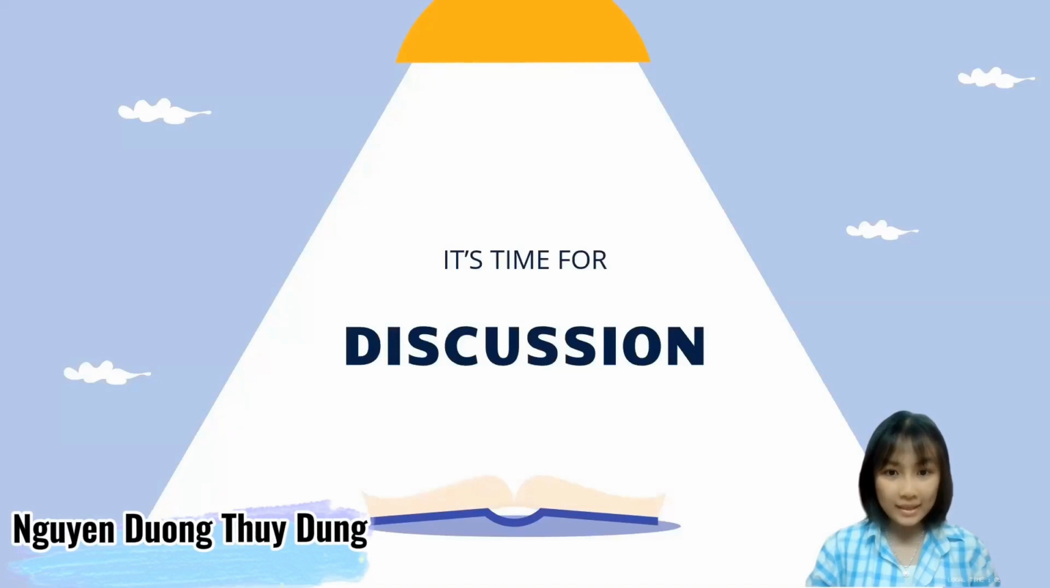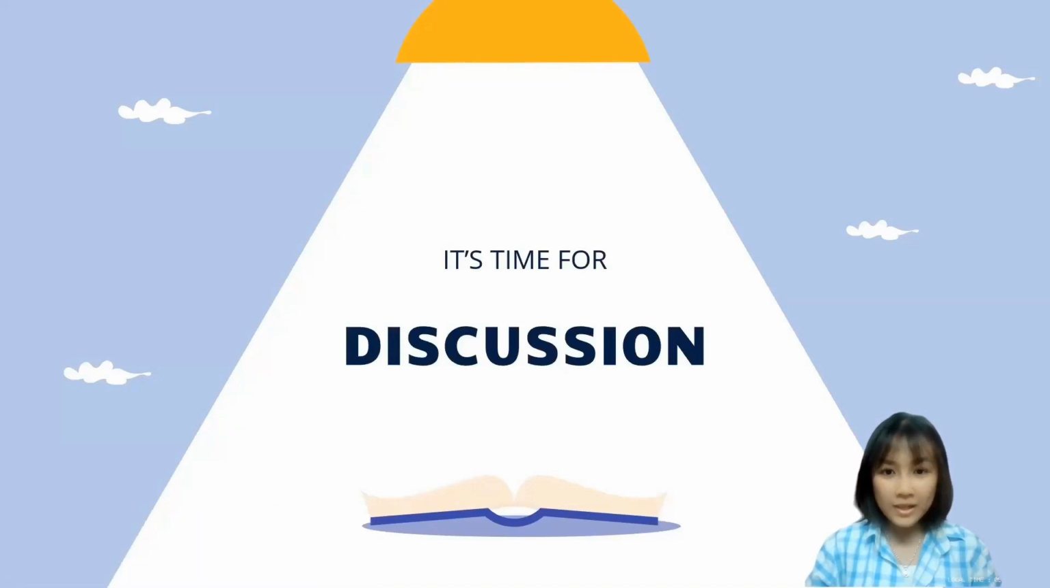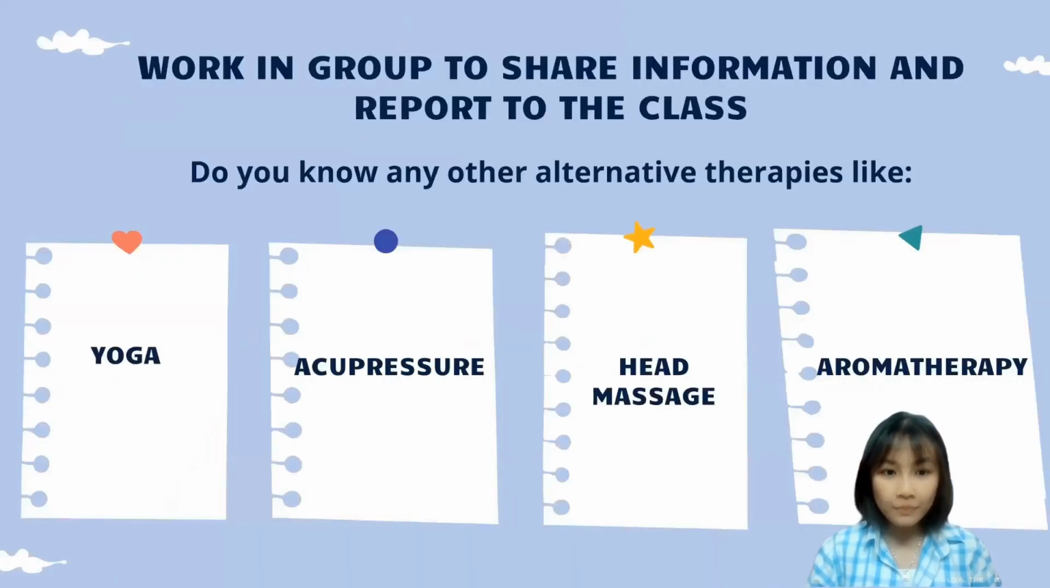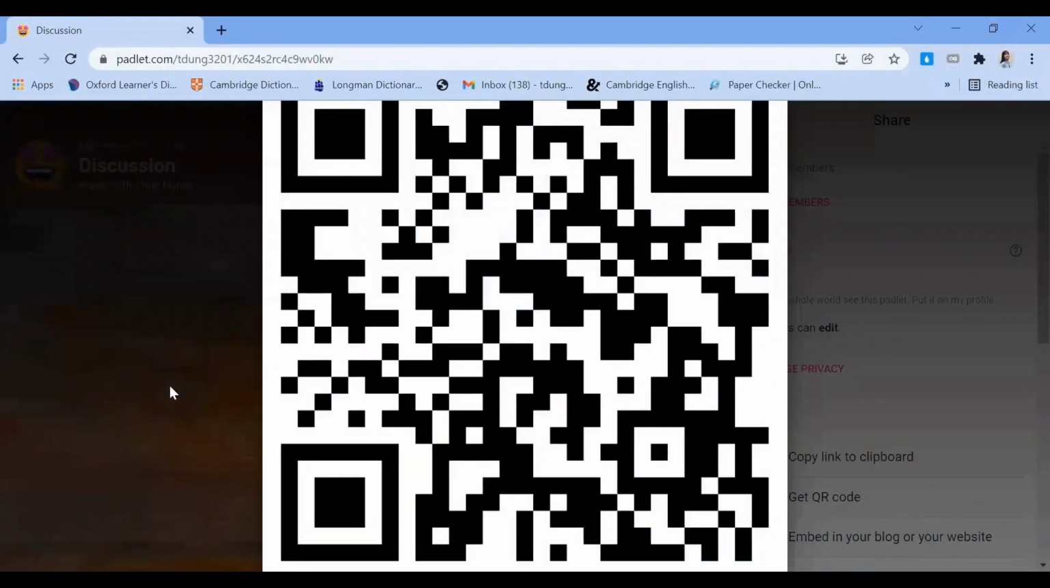After finishing today's lesson, it's time for discussion. Firstly, I'll divide our class into 2 groups, and you have to utilize the experiences and knowledge that you have learned in order to explore other therapies, such as yoga, acupressure, head massage, aromatherapies. And you have 2 minutes to discuss them. After finishing the discussion, you have to type your idea on your group Padlet and present it in front of the class. So now our group members have to join the discussion. You can scan the QR or copy the link to start the discussion. Remember, you have 2 minutes to discuss. And let's get started.